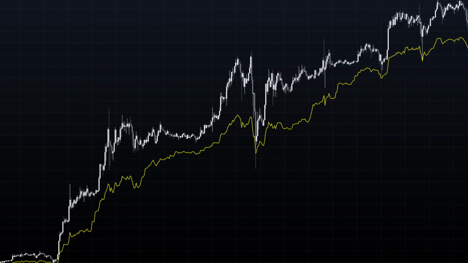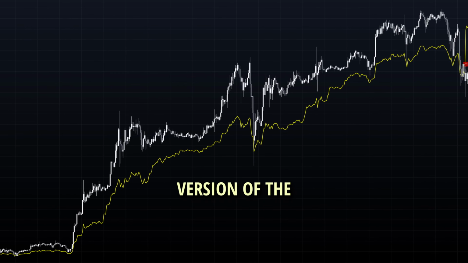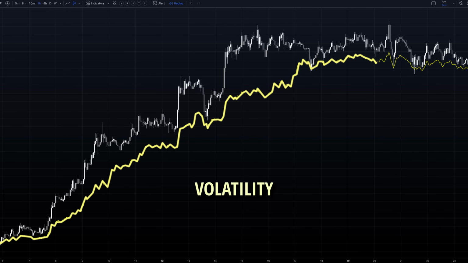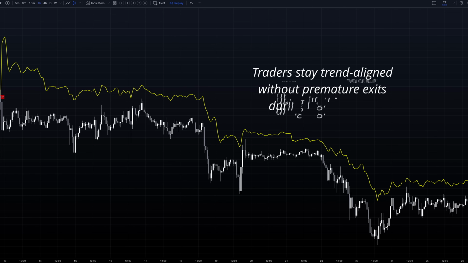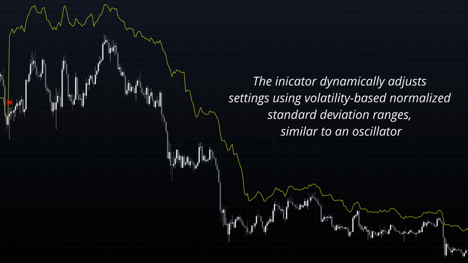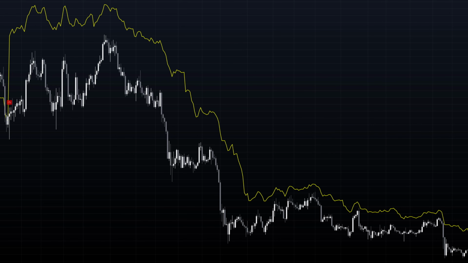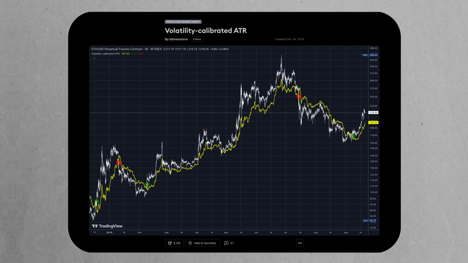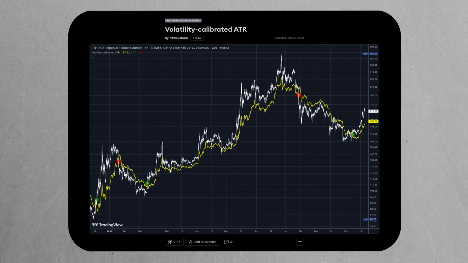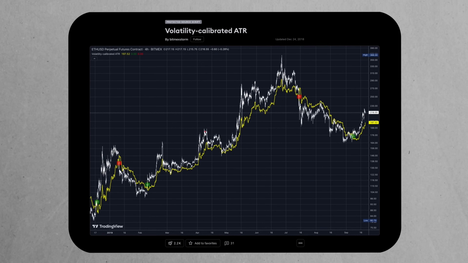The Volatility Calibrated ATR is an enhanced version of the traditional average true range, designed to adjust for market volatility. This enables traders to stay aligned with the prevailing trend without being prematurely stopped out during periods of high volatility. The Volatility Calibrated ATR dynamically adjusts its settings based on volatility metrics, using normalized standard deviation ranges like an oscillator. Using Heikin-Ashi candles as its data source, the Volatility Calibrated ATR smooths price action and minimizes noise.